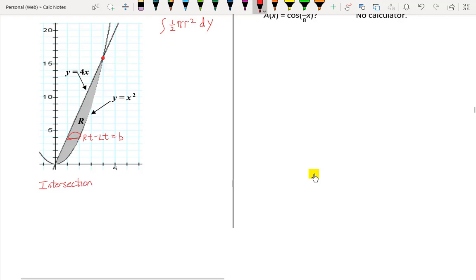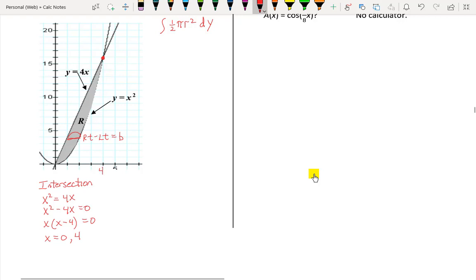And I'm going to do that simply by setting the two equations equal to each other. So I have x squared equals 4x. If we subtract 4x, we get x squared minus 4x equal to 0. And we'll get x times (x minus 4) equal to 0. So we have our intersection. There's our first one at 0, which was the one we already knew about. And then our second one's going to be at x equals positive 4.